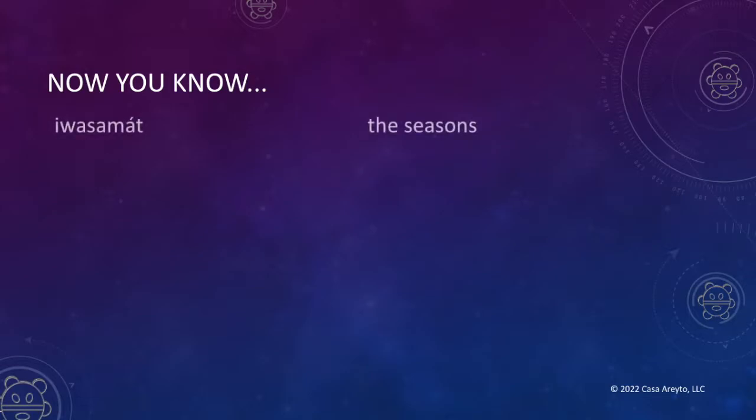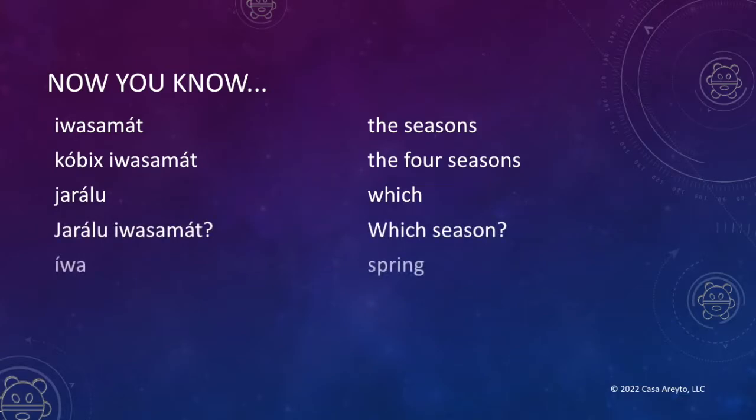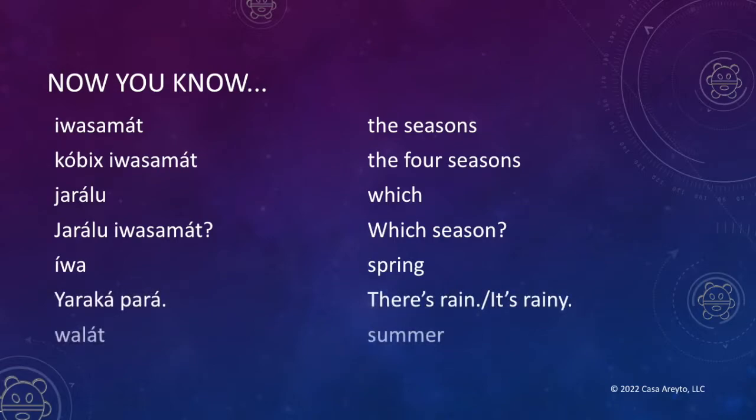Iwasamat, the seasons. Kobix iwasamat, the 4 seasons. Haralu, which. Haralu iwasamat, which season. Iwa, spring. Yaraka para, there's rain, it's rainy. Walat, summer. Yaraka ayula, there's heat, it's hot.